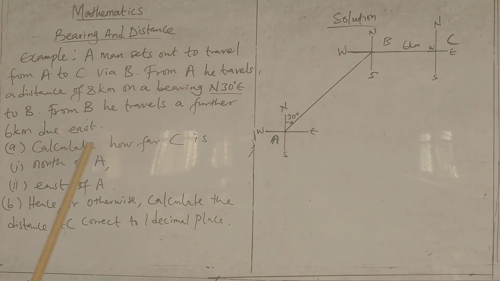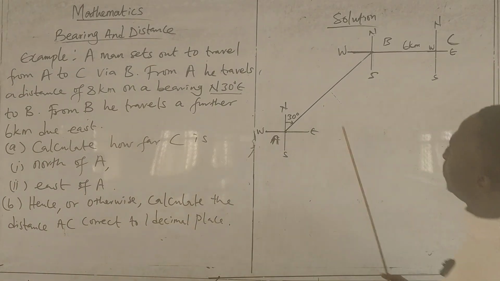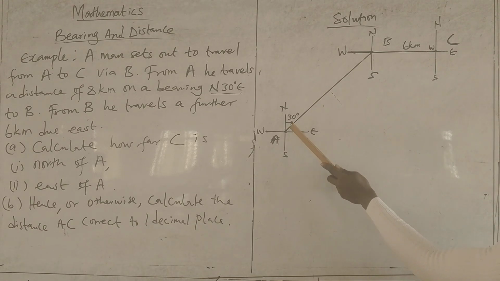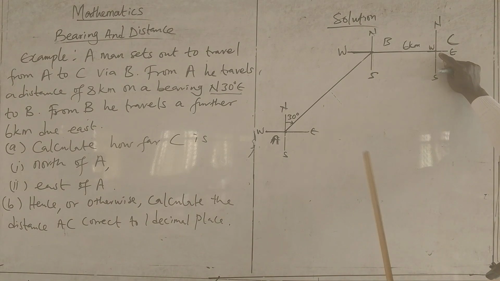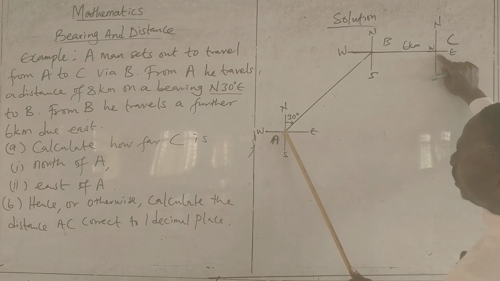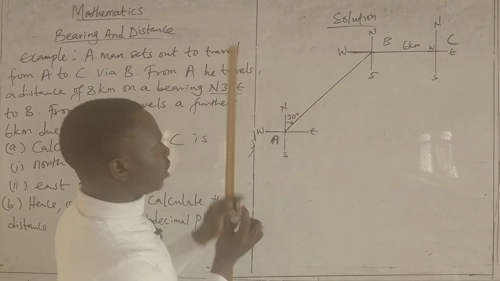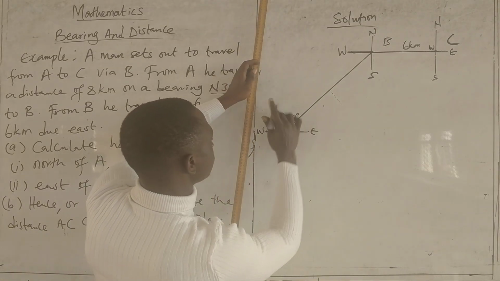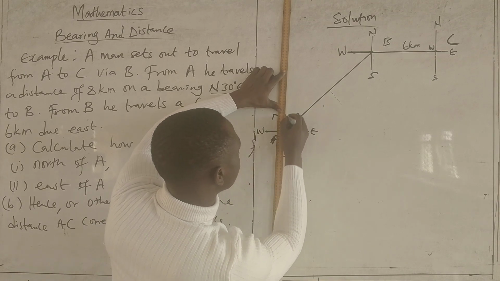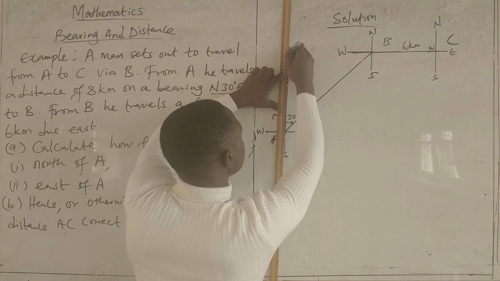So let's look at the question. Calculate how far C is north of A. How far is C north of A? Now, you remember what I taught you the other time? How far is C north of what? North of A. Now, when they say north of A and C is there, here's A. Now, where's the north of A? You know, north of A is up here of A. So from A, you draw upward this north.